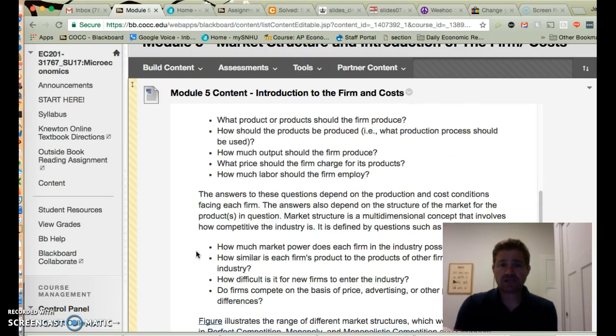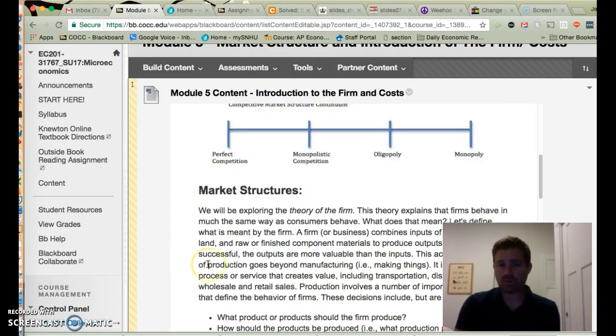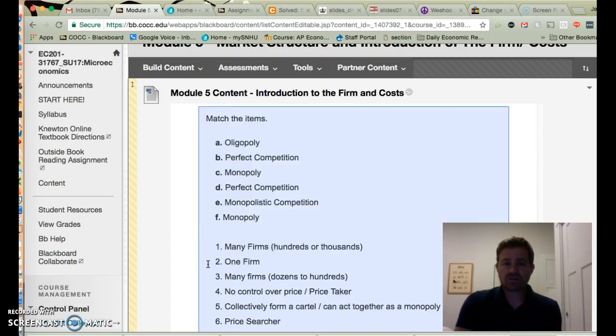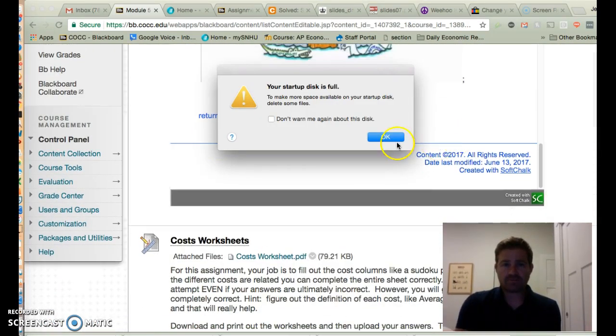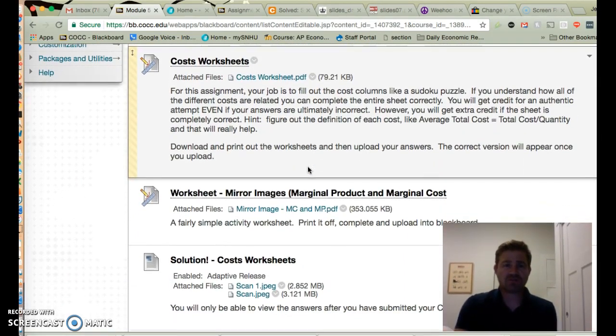So the content is basically introducing the 4 market structures, although you won't be going into specifics on the market structures because perfect competition will be in week 6, monopoly will be in week 7, and the other two will be in week 8. Okay, so that's why those weeks will be a little bit lighter because we'll just be focusing on one market structure. So you've got that soft chalk. Make sure you're taking lots of good notes there.